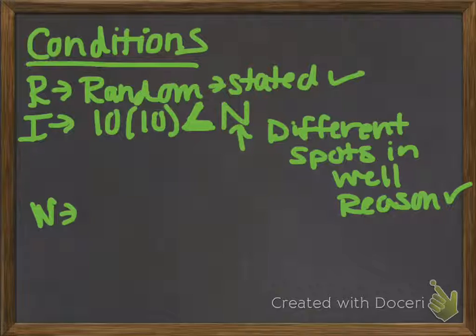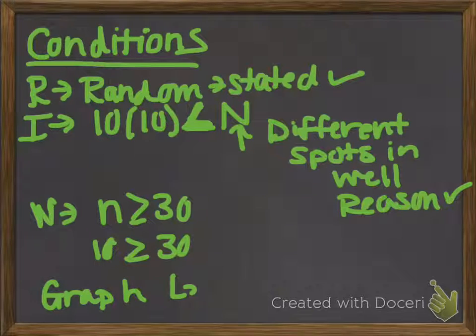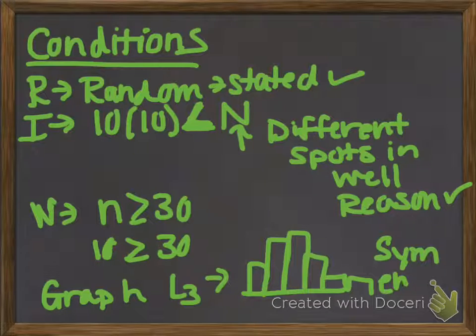Normal distribution. Now you have to ask, do I do the np and n times 1 minus p greater than or equal to 10, or do I try to use the central limit theorem? Since we're dealing with averages, quantitative data, we say n is greater than or equal to 30. We only have 10, so we're in trouble. So what we need to do right now is graph L3. Now listen carefully. As long as there is no strong skew, you can sketch it and say it's symmetric enough to proceed.